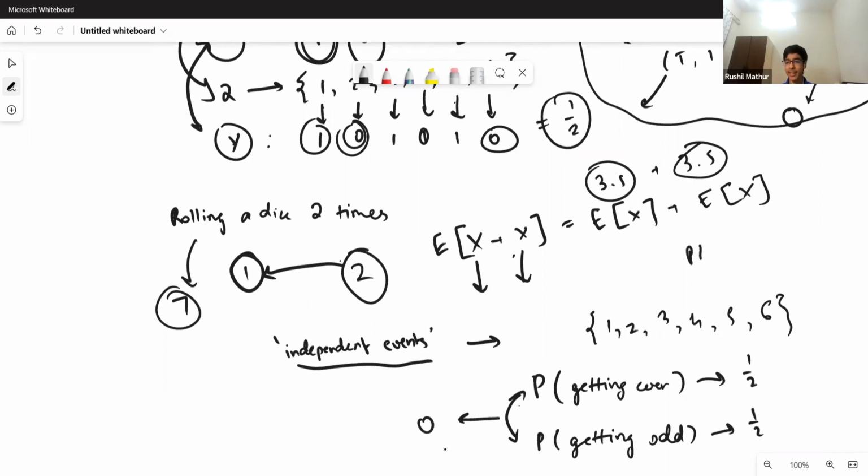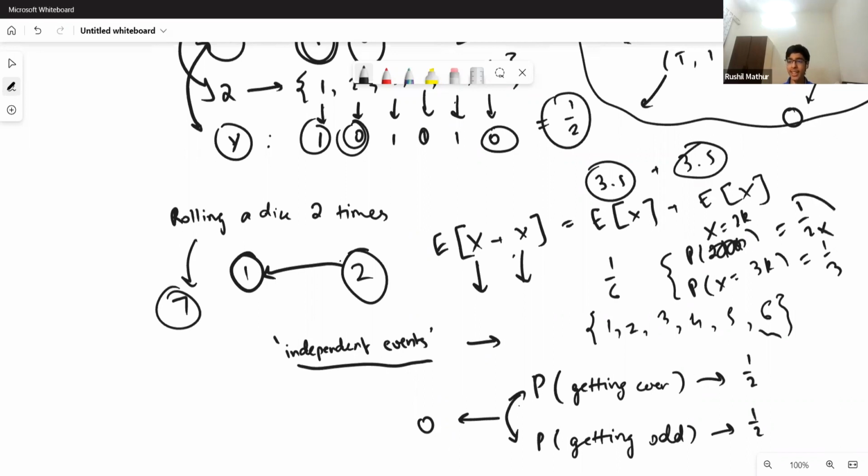But on the other hand, if I did something like P of 2 divides X and P of that, okay, this is bad notation because it means something else. Let's say X equals 2K, X equals 3K. This one is going to be half, this one is going to be 1 by 3. And P of X equal to 2K and 3K is equivalent to being a multiple of 6. That's 1 by 6, because only 6 here is a multiple of 6. And you'll notice that half times 1 by 3 is 1 by 6.